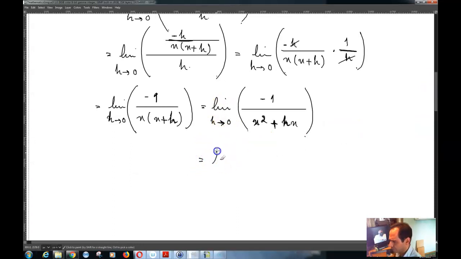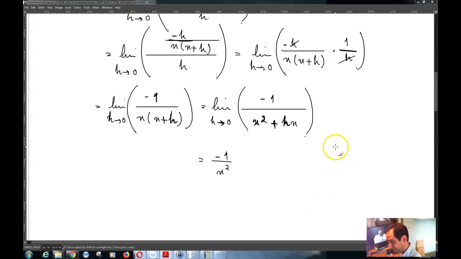So then you can write this as the limit of basically negative 1 over x squared plus hx. Well, when h tends to 0, this becomes 0, and you will get negative 1 over x squared. And that's the limit of your function. I'm sorry, the derivative of your function.